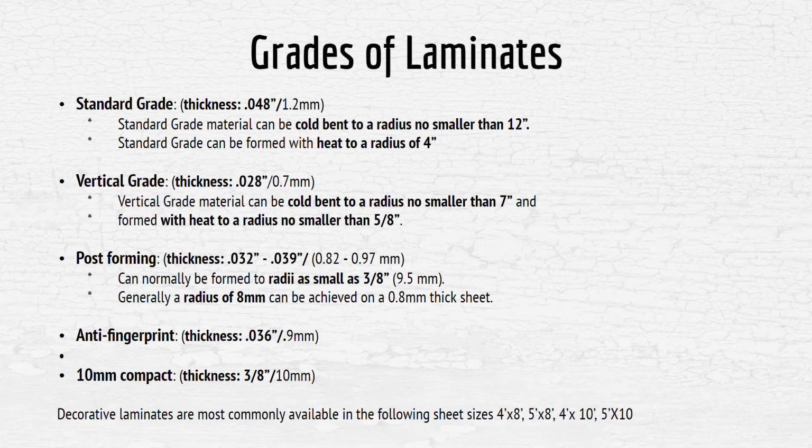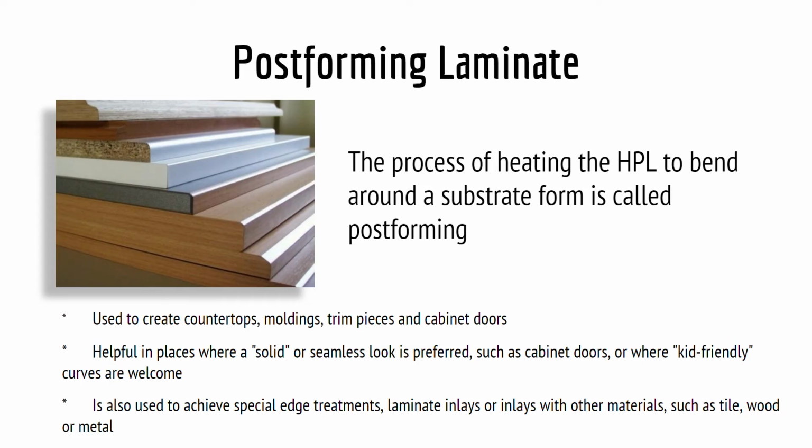Decorative laminates are most commonly available in 4-foot by 8-foot sheets, 5-foot by 8-foot sheets, 4-foot by 10-foot sheets, and 5-foot by 10-foot sheets. The process of heating the HPL to bend around a substrate form is called post-forming. Most laminates, once cured in manufacturing, cannot be reheated or reformed. But post-forming laminate contains modified resins that allow the sheets to be reformed under heat and pressure. Once heated and formed, the laminate will hold its shape permanently.